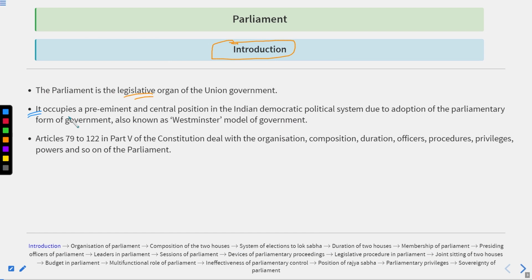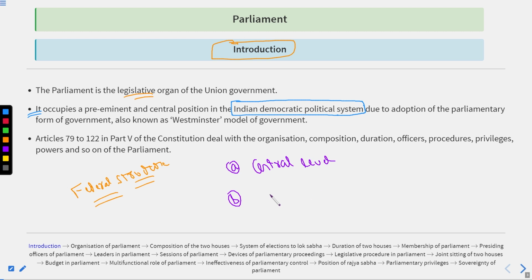It occupies a preeminent and central position in the Indian democratic political system. Because we know that India has a federal structure, which provides for two levels of government: the central level and then the state level. Got it? So at the center level we have the parliament as the legislature.